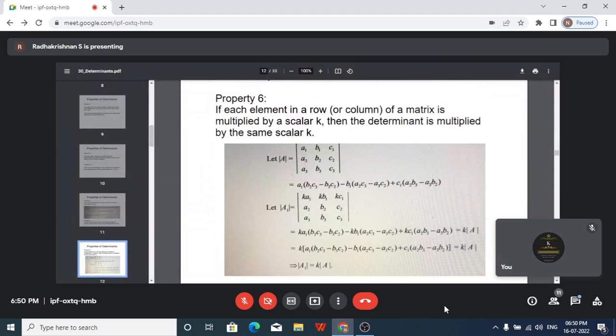So next property is, if each element in a row or a column of a matrix is multiplied by a scalar k, then the determinant is multiplied by the same scalar k. Here in the second determinant we have k a1, k b1, k c1. We can take out k, and then it becomes k times the determinant of a1. I already said this some time back: if you see something common in a row or a column, we can take it out. Okay.